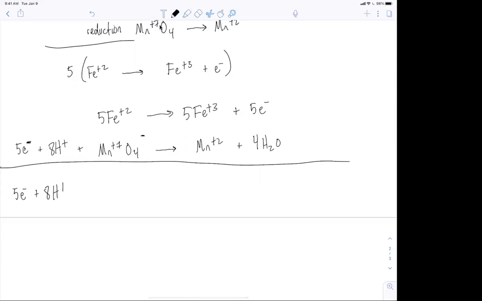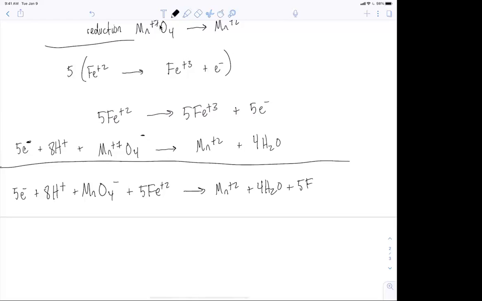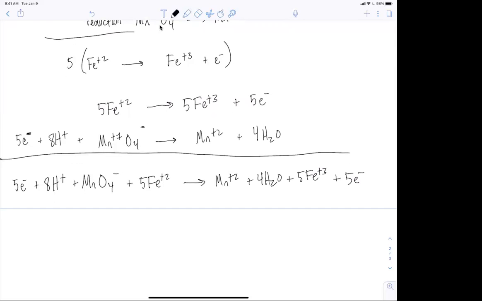So we have 5 electrons, I'm taking it from the bottom this time, plus 8H plus, plus manganate, plus 5 iron 2, and this goes to manganese plus 2, plus 4 water, plus 5 iron 3, plus 5 electrons. Okay. So the electrons should cancel out. That should always be true. So you'll see there's 5 electrons on both sides of the equation, and so those just cancel out cleanly.